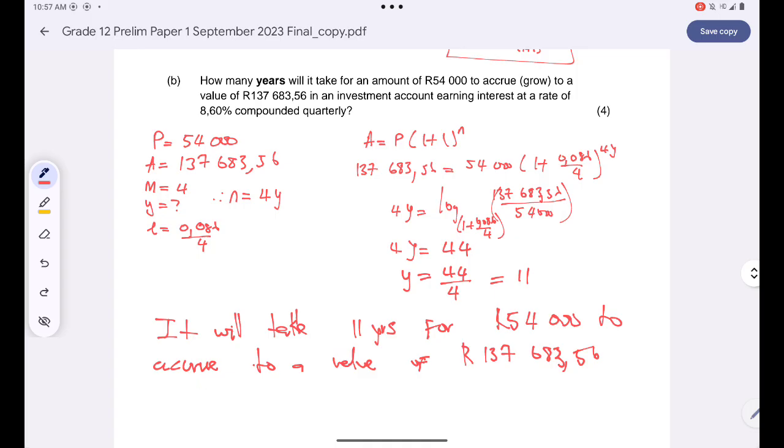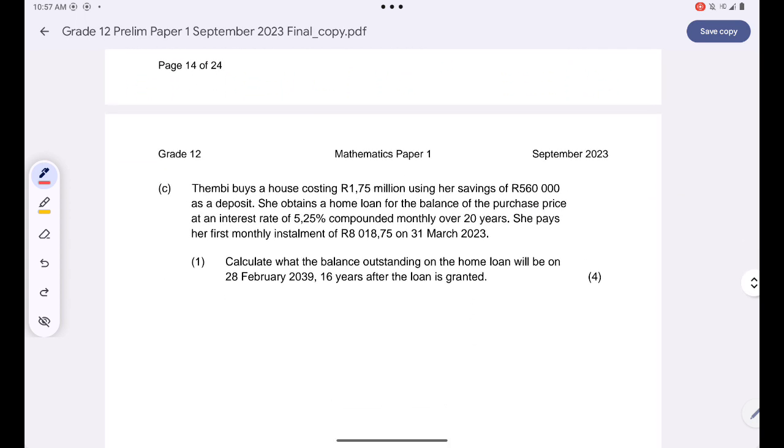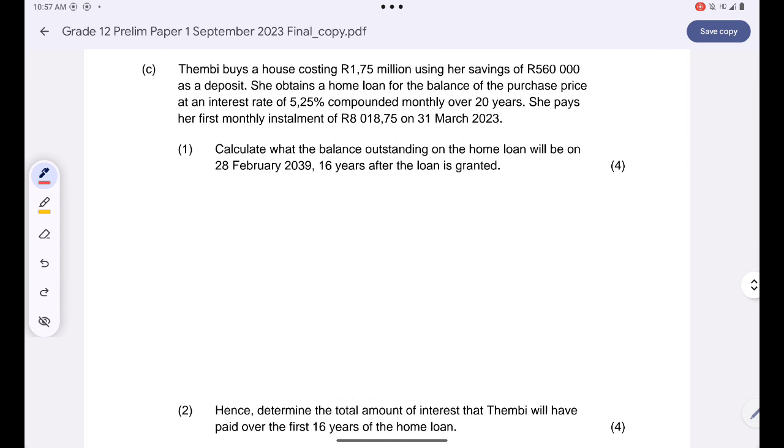Yeah, it will take 11 years. Now, guys, that's how we're supposed to tackle that question. And then let's go to the real stuff now.